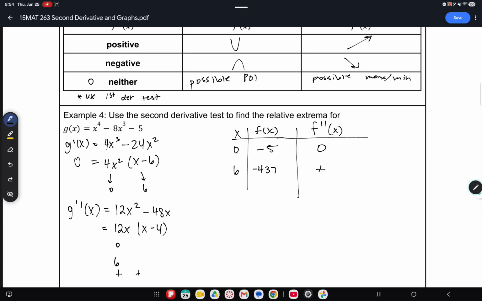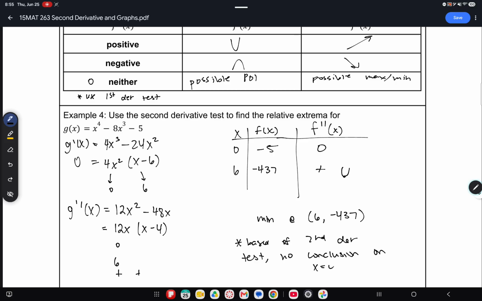So I can confidently say that there's a minimum at 6, because if the second derivative is positive, it means the graph is concave up, right? So there's a minimum. So minimum at 6, negative 437. But based off the second derivative test, no conclusion on x equals 0, because it gave me 0. I could look further, but I'm not going to.